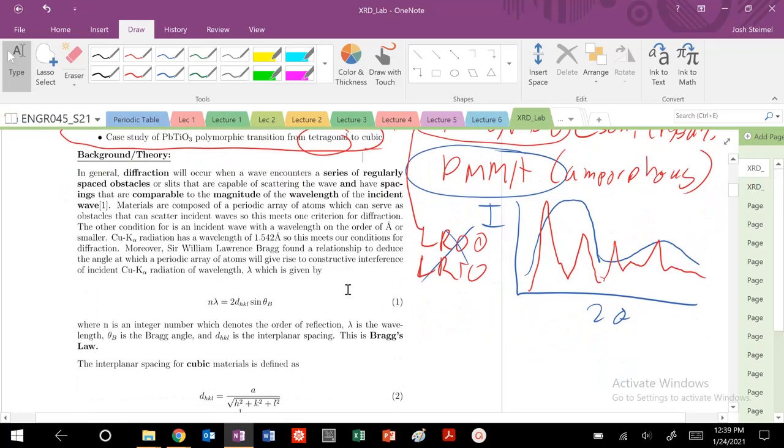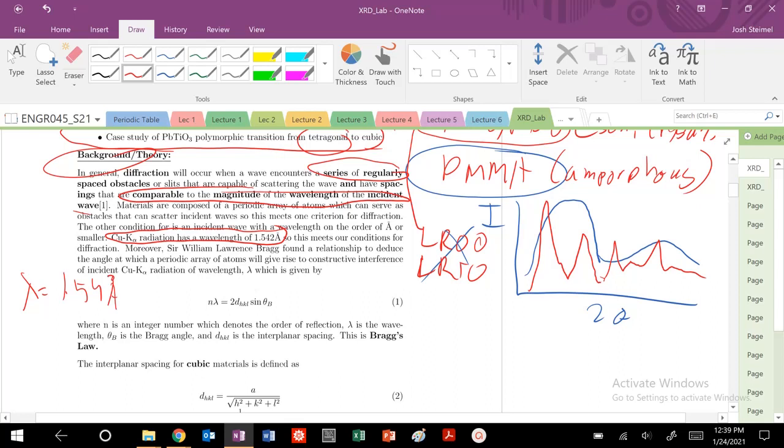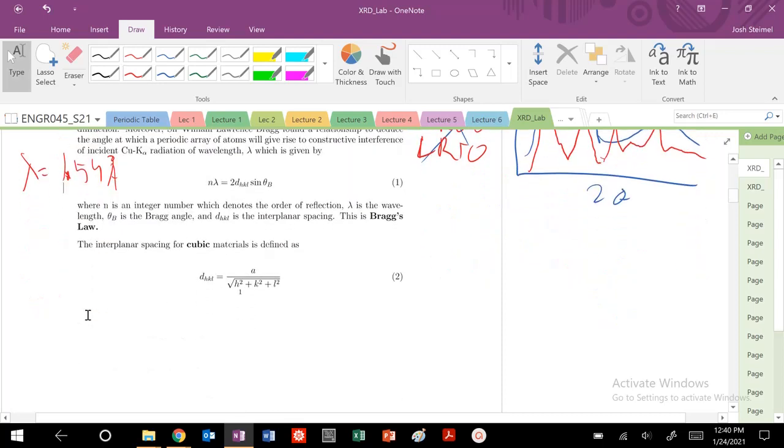So let's get into some of the background and theory. We know from our previous discussion in class about Bragg that for Bragg diffraction we need a series of regularly spaced obstacles that are comparable to the magnitude of the wavelength of the incident beam, and then we need to have constructive interference. So we are going to use in this lab copper alpha radiation. Our lambda is going to be 1.54 angstroms, and that meets our condition, because that's the length scale that we're looking at to investigate the structures.